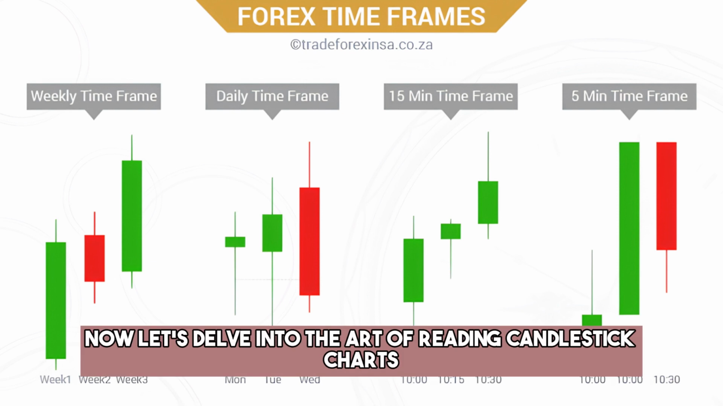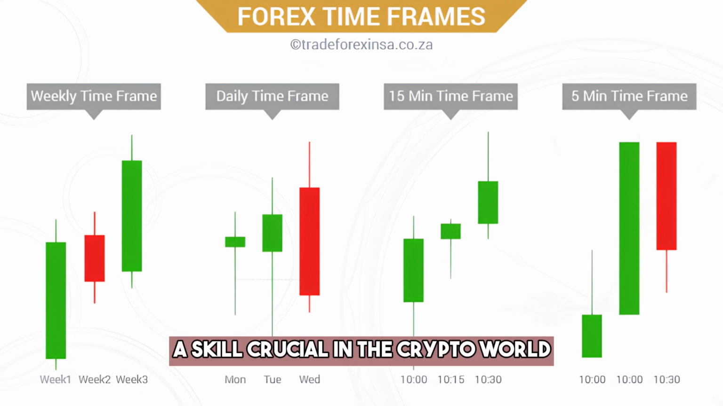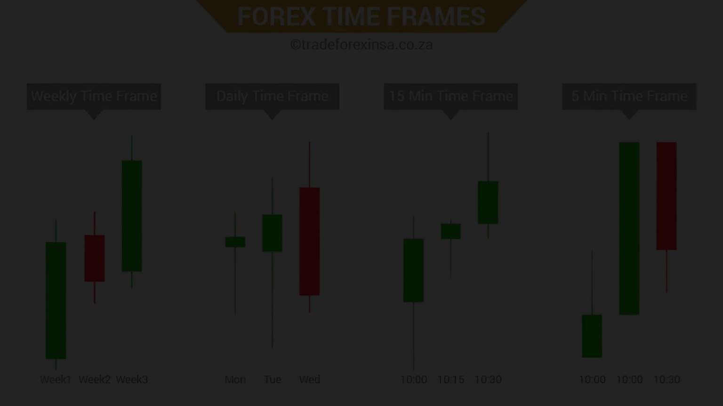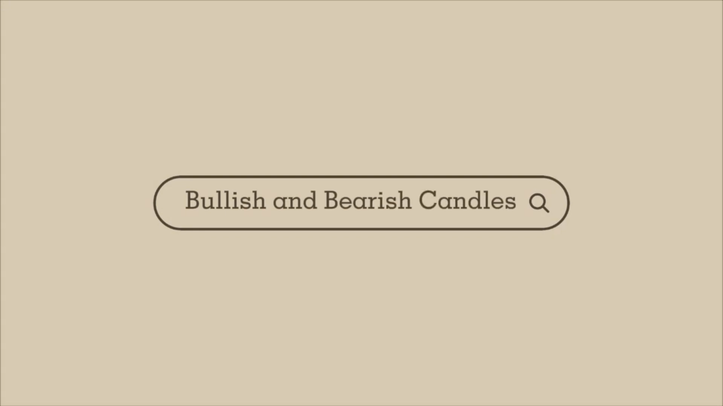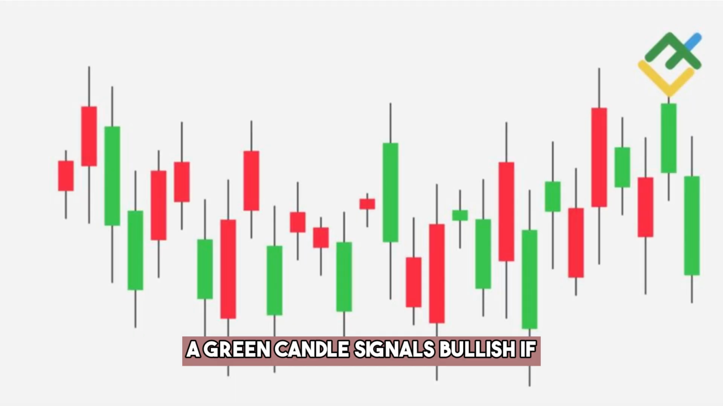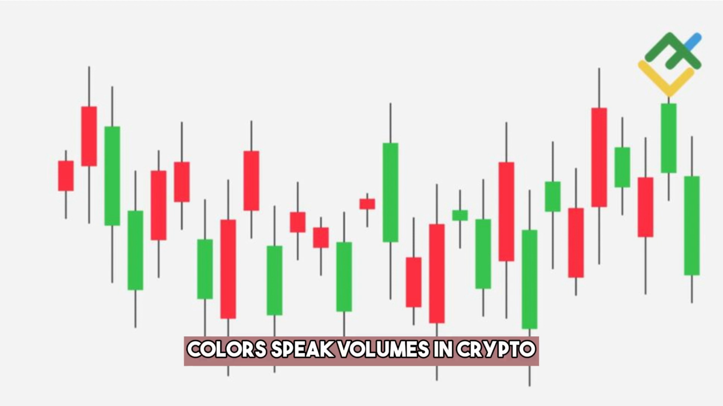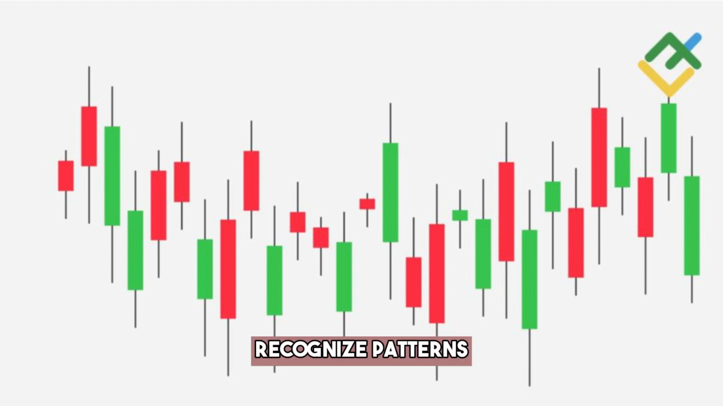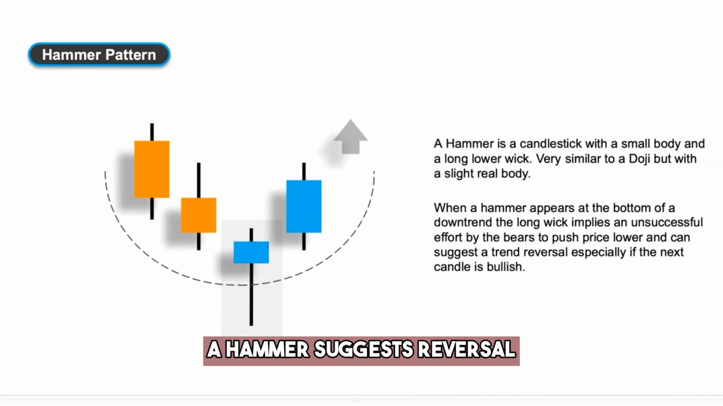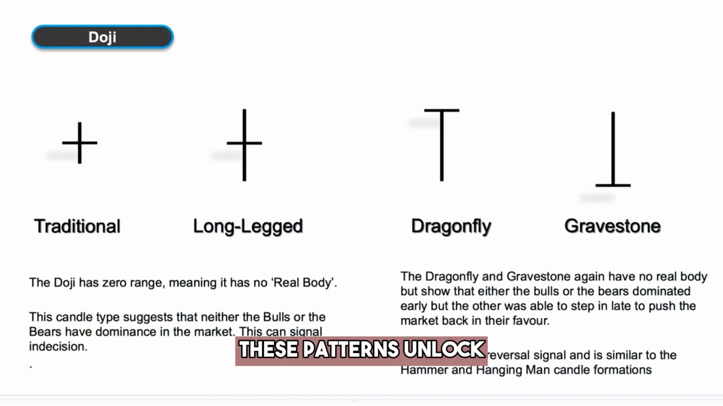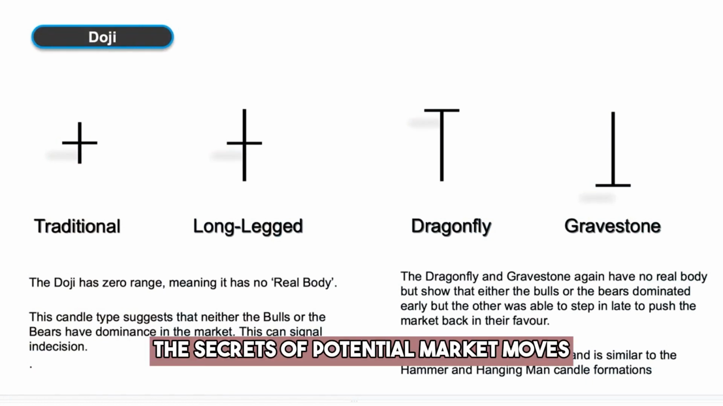Now, let's delve into the art of reading candlestick charts, a skill crucial in the crypto world. A green candle signals bullish if the closing price is higher, red, bearish if it's lower. Colors speak volumes in crypto. Recognize patterns. A hammer suggests reversal. Doji signifies market indecision. These patterns unlock the secrets of potential market moves.